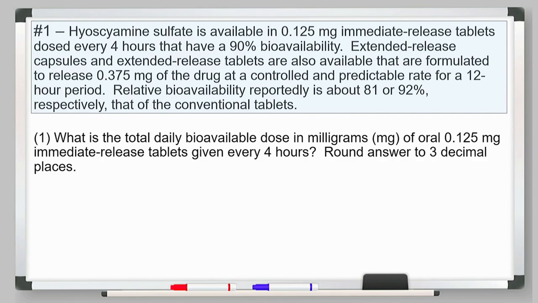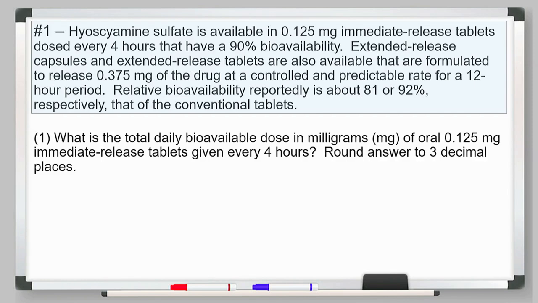So let's step back and do one thing at a time. The first part of this question says, what is the total daily bioavailable dose in milligrams of an oral 0.125 milligram immediate release tablet given every 4 hours? So if you're taking the standard dose, what is the daily dose that gets into the blood? Go ahead and calculate that. I'll give you just a minute or two. These are pretty straightforward little snippets of each question. We'll do one thing at a time.